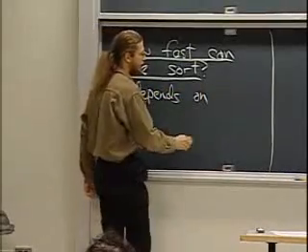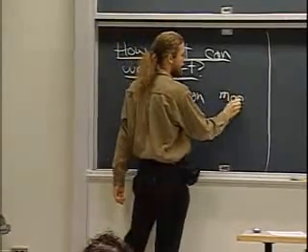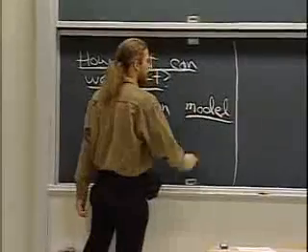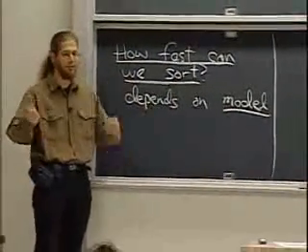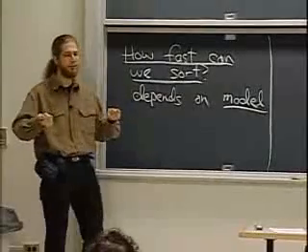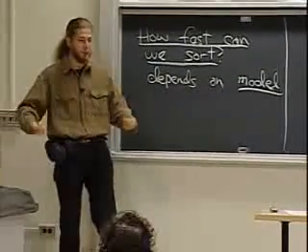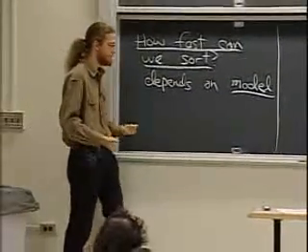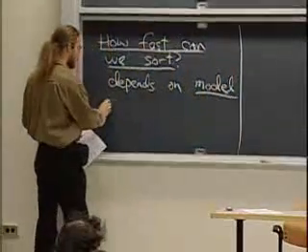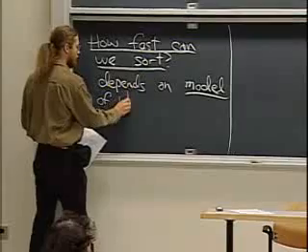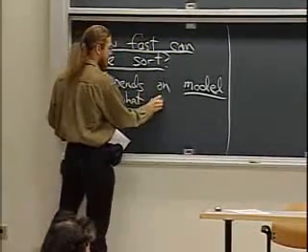It depends on what we call the computational model, what you're allowed to do. And in particular here with sorting, what we care about is the order of the elements. How are you allowed to manipulate the elements? What are you allowed to do with them and find out their order? So the model is what you can do with the elements.